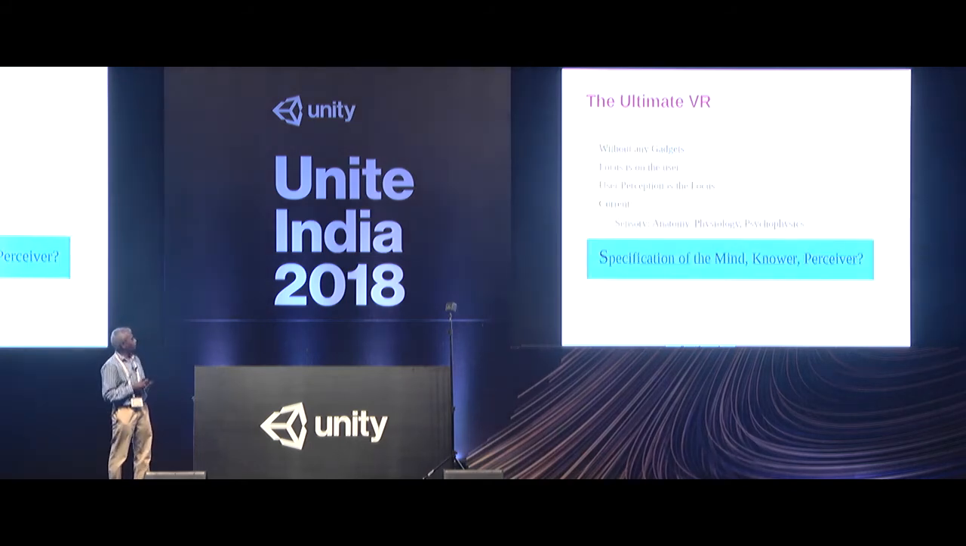To achieve this ultimate virtual reality, the specification of the mind, the knower, and the perceiver is needed, and we have to get these specifications just the way we have done for haptics. There are also specifications for the visual, and for the auditory there is highly extensive research, but for the mind it is not there, and that's where the future is. Once we have it, we'll have the ultimate virtual reality systems. I will stop here. I'll take questions. Any questions? Thank you.